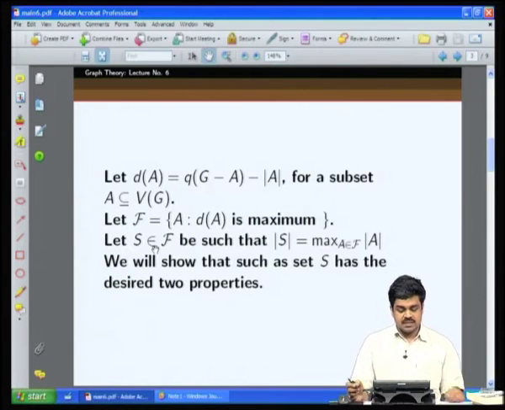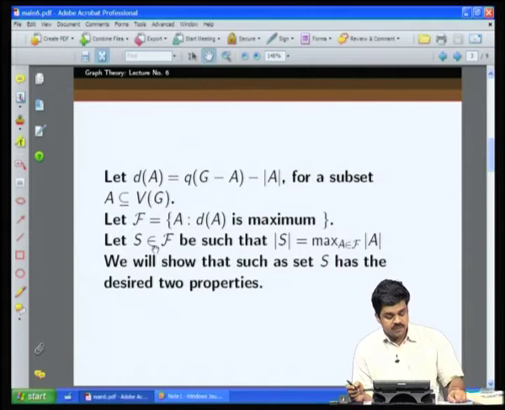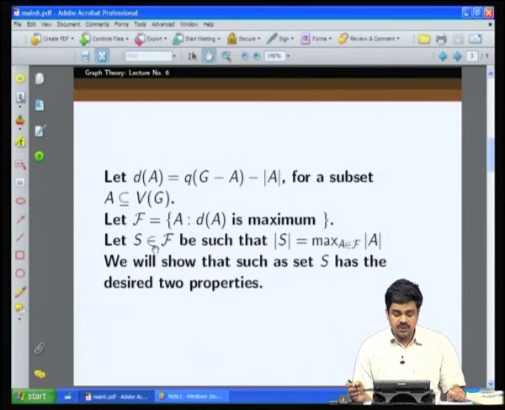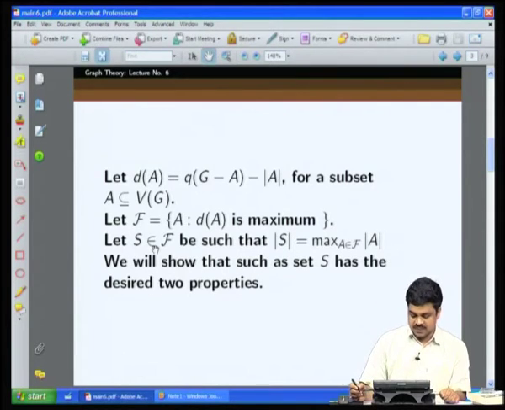So, this S has two properties. One is that D of S is at least D of A for any other set A, and also among the sets which have D of A maximum, this S is the biggest set, the biggest cardinality set. So, we will show that such a set S has the desired two properties.